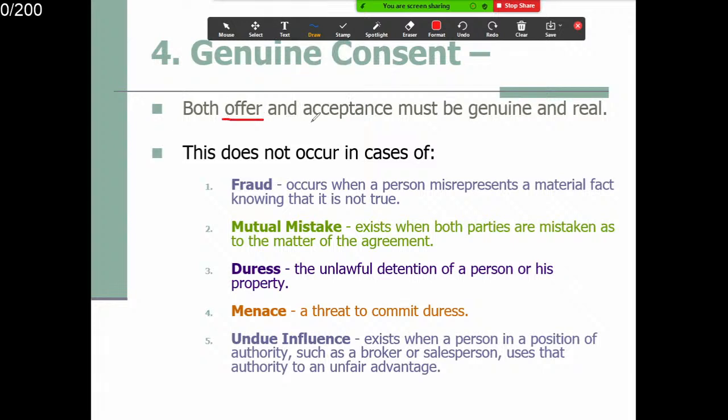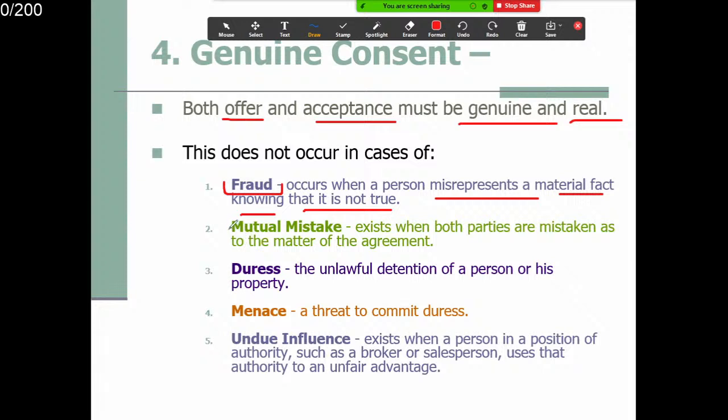Alright, genuine consent. What is that? Both offer and acceptance must be genuine and real. 有真诚去接受，就有这个协议。This does not occur in cases of fraud, 诈骗行为. Fraud occurs when a person misrepresents a material fact, knowing that it is not true. 你说这个房子在一个最好的 No.1 学区，但是它不是，所以这个是诈骗行为. So you could say this house is in the best No.1 school district, but it's not true. You're purposely saying something that is not true to get it sold.